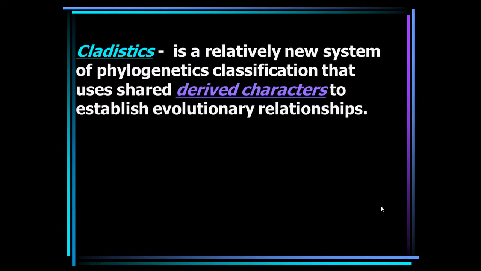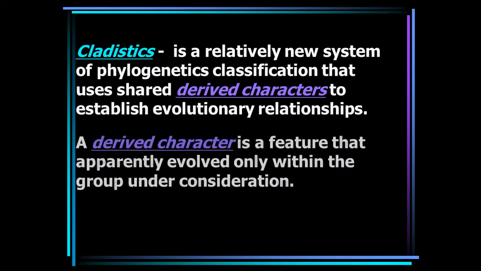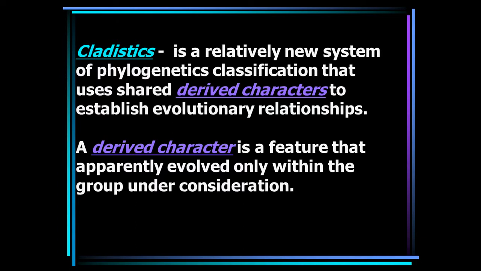Moving on to cladistics. Cladistics is a relatively new system of phylogenetics. Phylogenetics, again, is based on evolutionary history. Cladistics uses shared derived characters to establish evolutionary relationships. A derived character is any feature that apparently evolved only within the group under consideration. So it's something different about that particular organism that makes it different from all the others, even if there were evolutionary similarities.